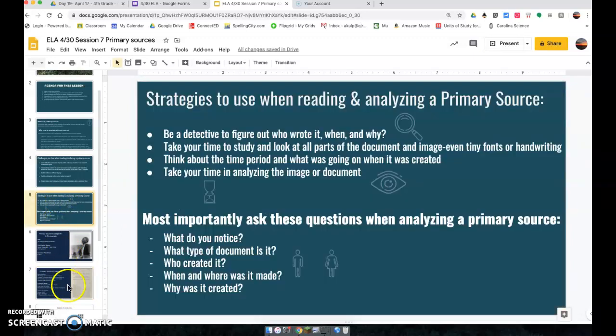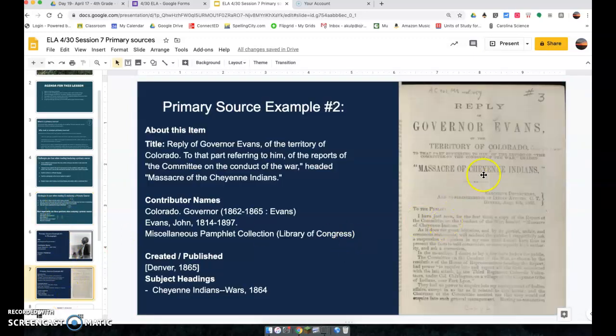And then, when and where was it made and why was it created? Well, when and where: Denver, Colorado. And when I looked here at the date, it says Denver, August 6th, 1865. So when and where, I figured that out. What was it about? It was about the massacre of the Cheyenne Indians and the conduct that took place during that war. I'd have to read further and maybe go on to the next page to really understand more about what it's about and why it was written. So you can see how I use those questions to guide me as a reader and as a strategy to use when analyzing this primary source.